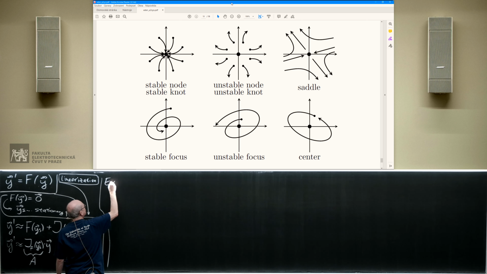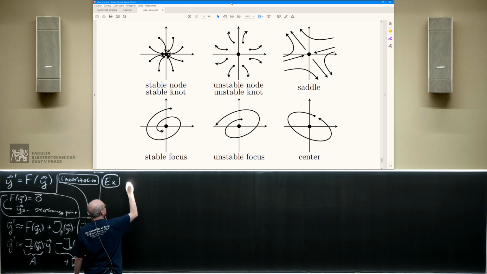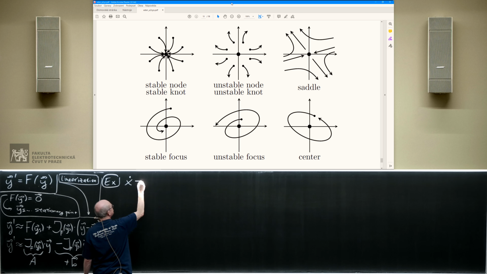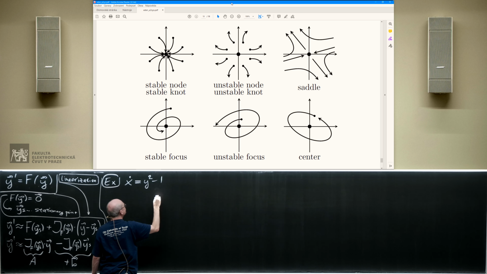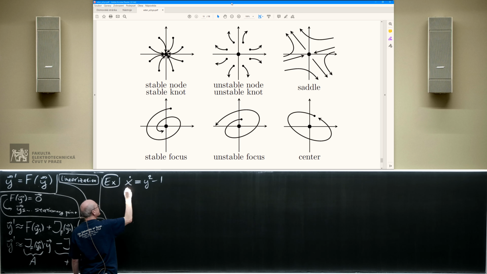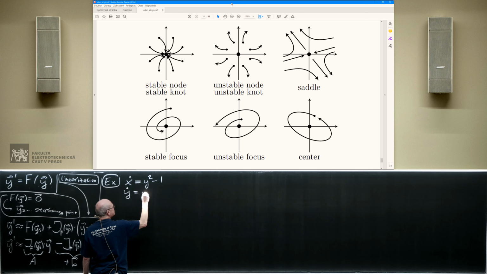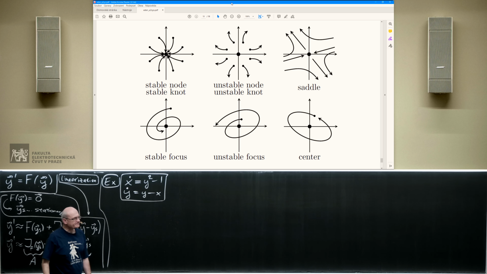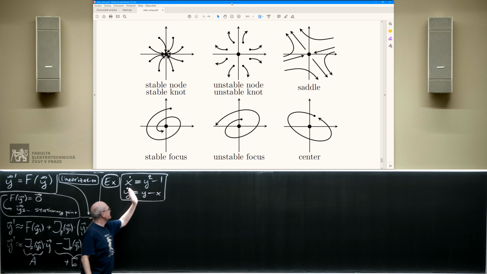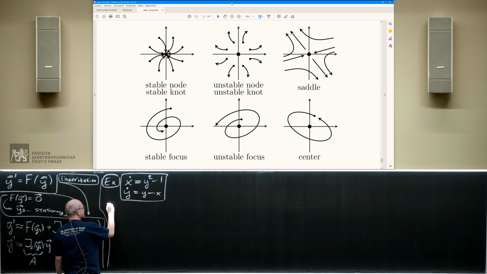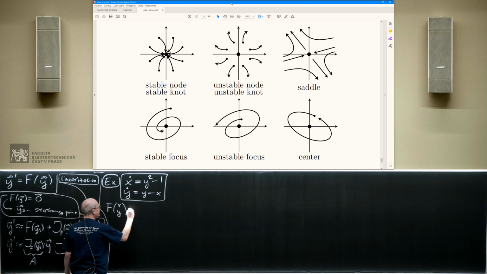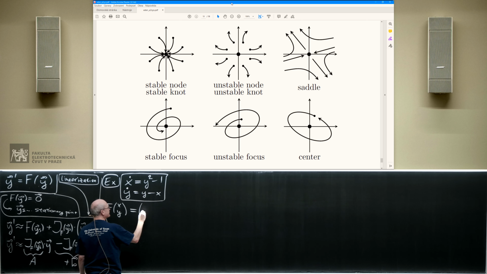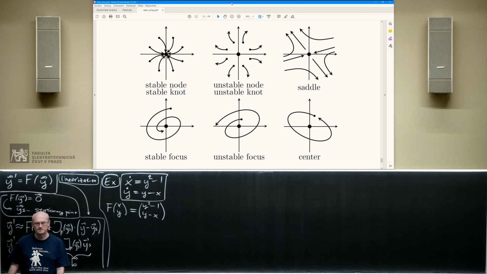Our second example goes like this. The time derivative of x is y squared minus 1, and the derivative of y with respect to time was y minus x, I think. That was the system. What is the feedback function? The right-hand side. The function takes values x and y and spits out the vector (y squared minus 1, y minus x). Okay? No problem there.